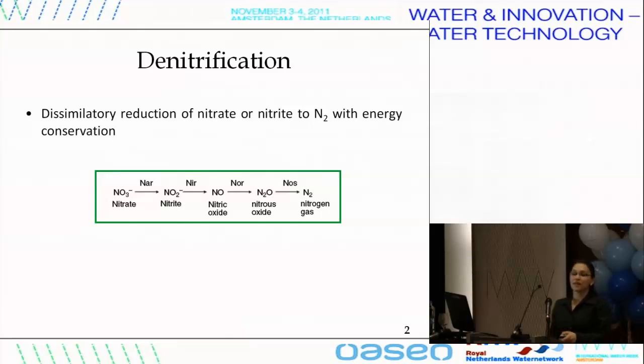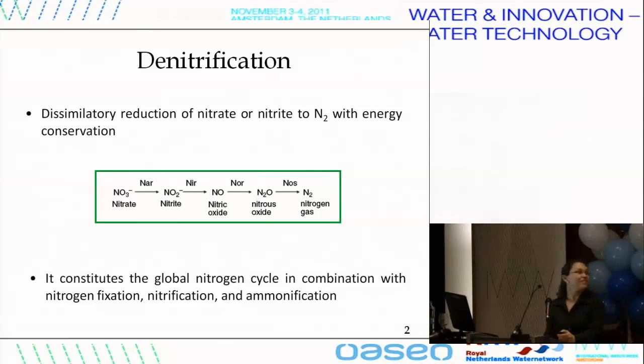The main steps are in this figure, and the essential enzymes involved in this process are here in this figure. And denitrification constitutes the global nitrogen cycle in combination with nitrogen fixation, nitrification, and ammonification.